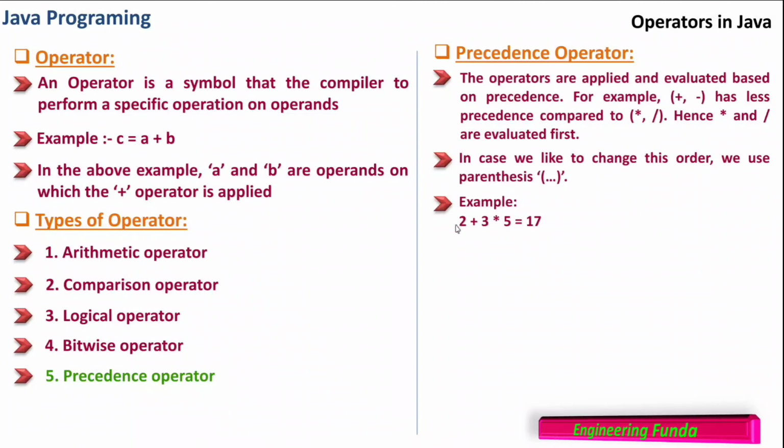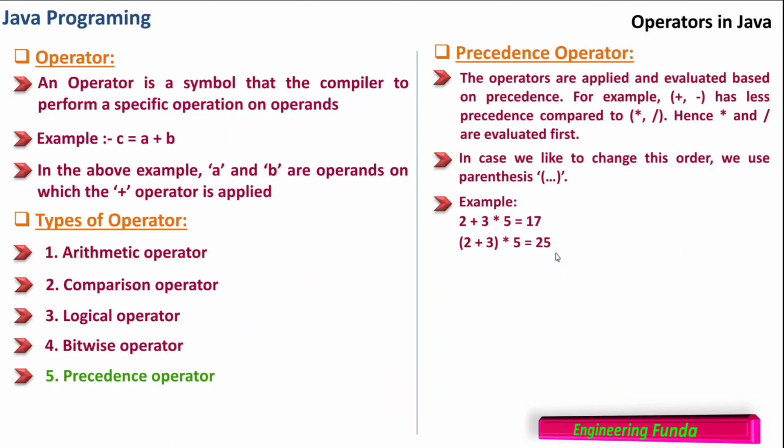So this is an expression given: 2 plus 3 into 5. Now as per the BODMAS rule of mathematics, the multiplication is performed first. So 3 into 5 will be done first, which is nothing but 15. Then 2 plus 15 will give us 17.